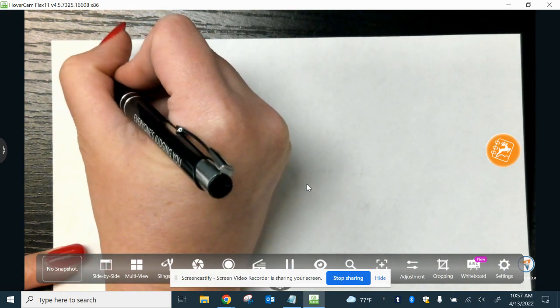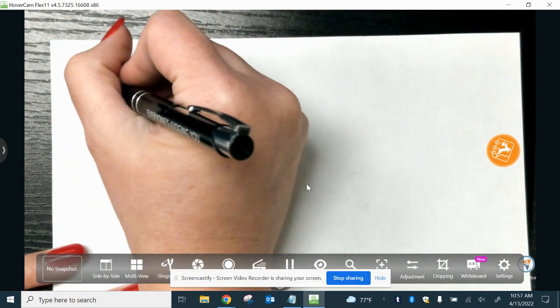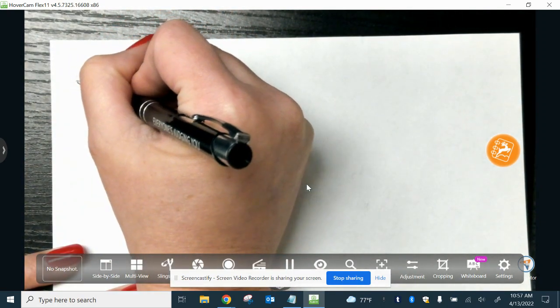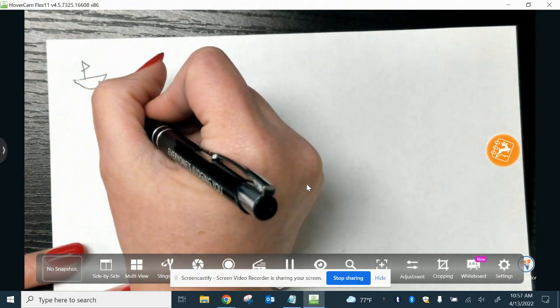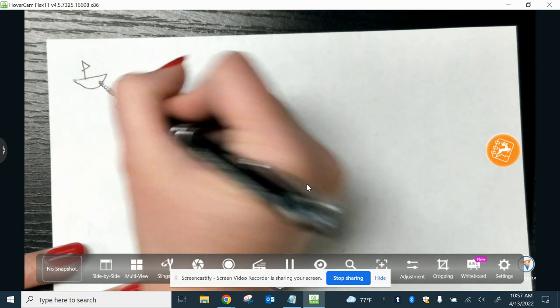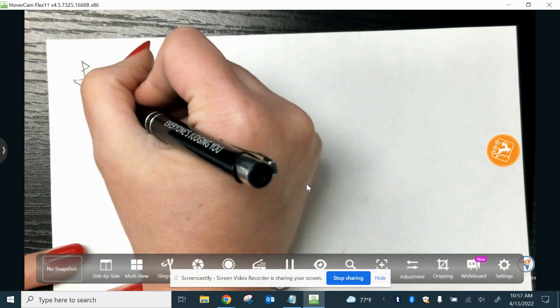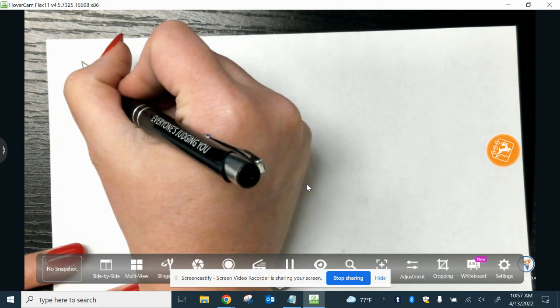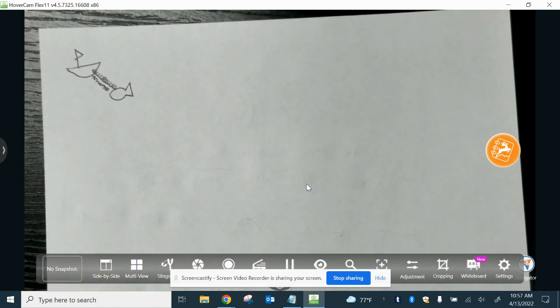So we have a boat. It sends out a sound wave and it hits a fish. At that point, the sound wave is reflected back to the transmitter and the boat reads that number.